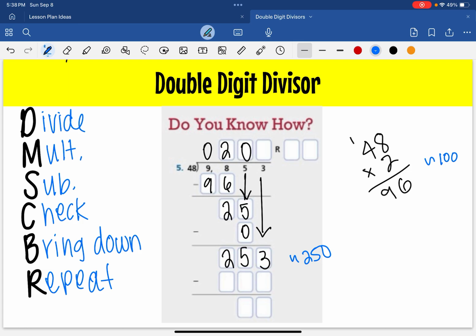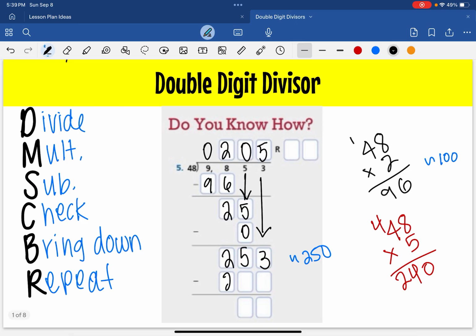So let me try, off to the side, 48 times 5. So this would equal 240. That's perfect. Why? It's less than 253. But also I know that if I add another 48 here, it's going to spill over. So I know I'm in the right spot. So I'm going to put a 5 up here.